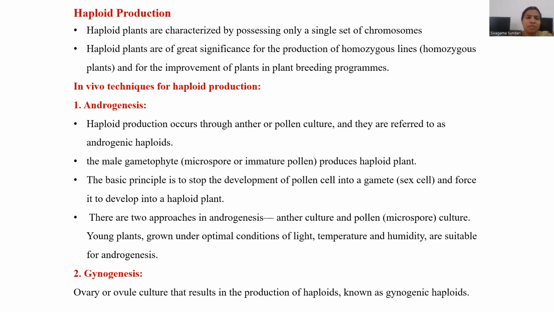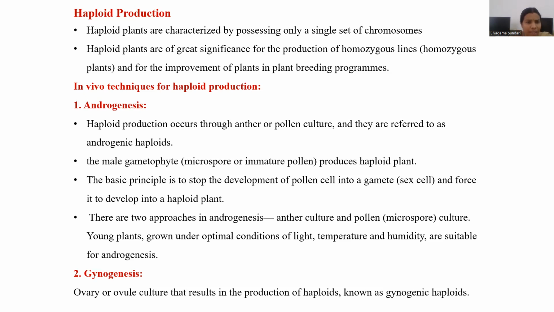So why are we doing this technique? It has great significance for the production of homozygous lines. Homozygous line is nothing but having only a single set of chromosomes. Later, based on my wish, I can cross this half chromosome number with any polyploid or aneuploid to advance plant genetic engineering or plant breeding technology. That's why it is in use. So this technique can be done two ways.